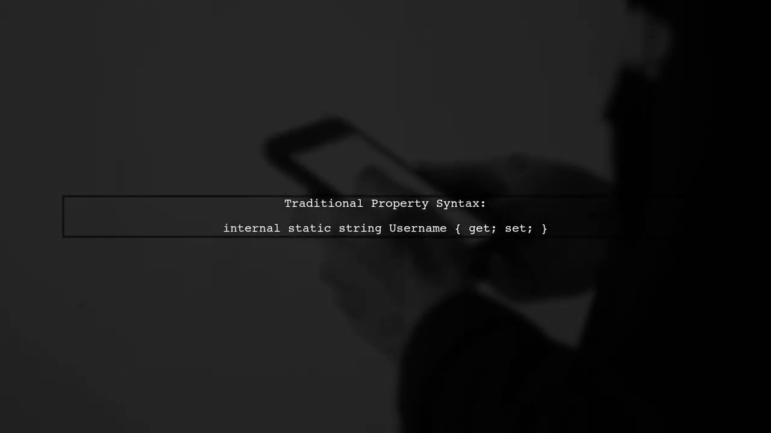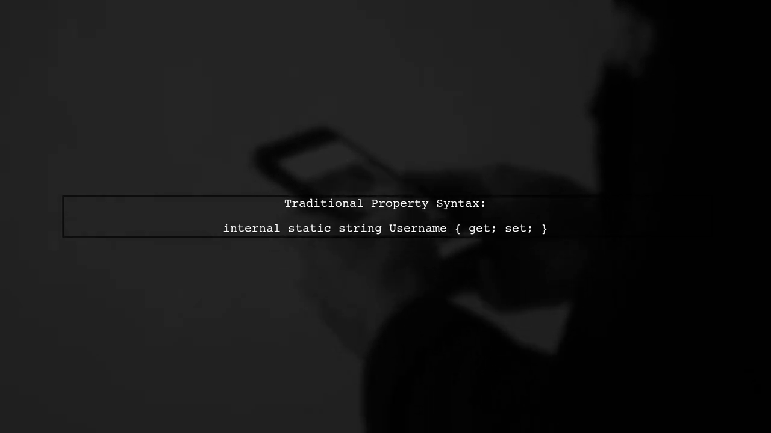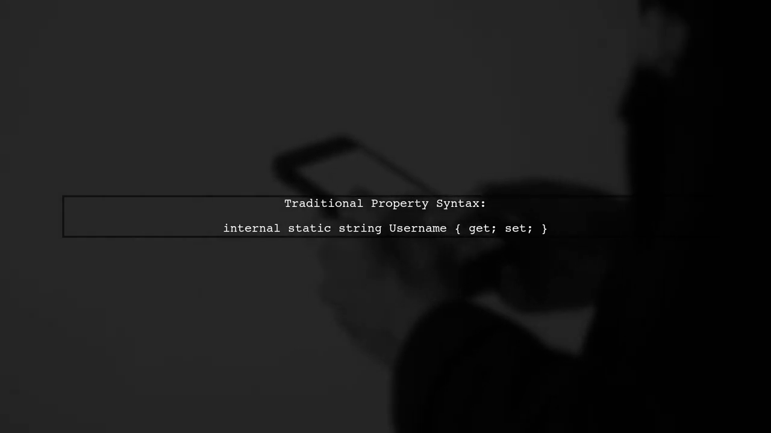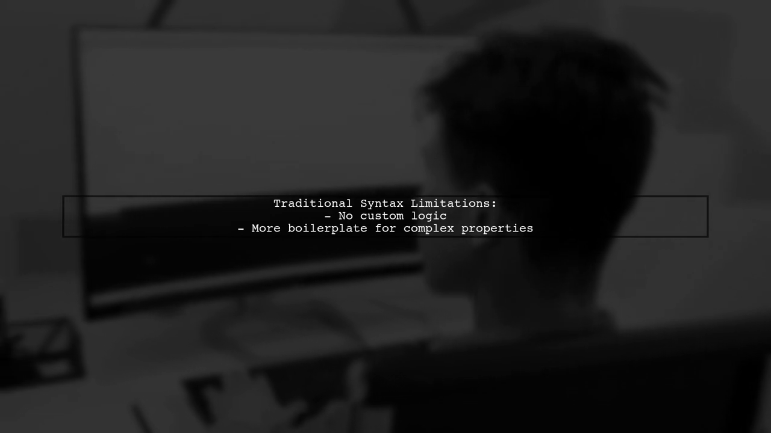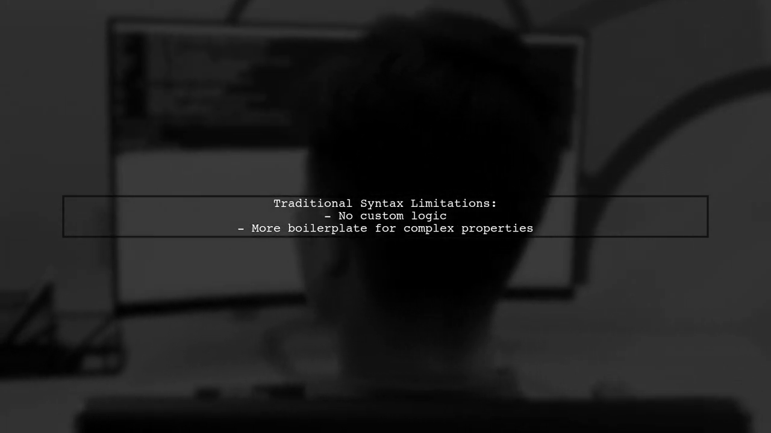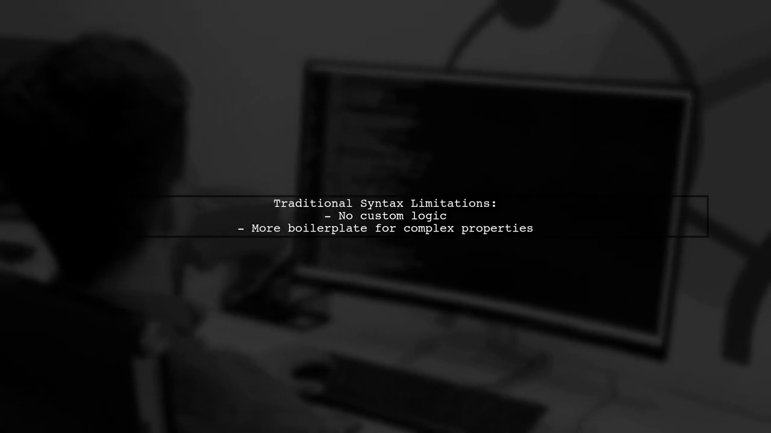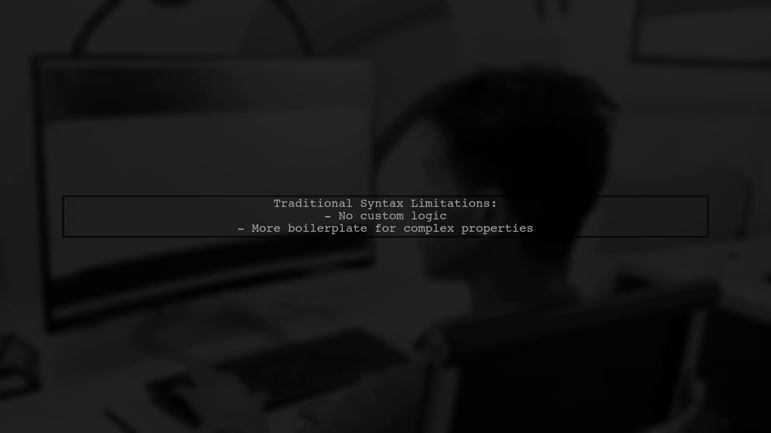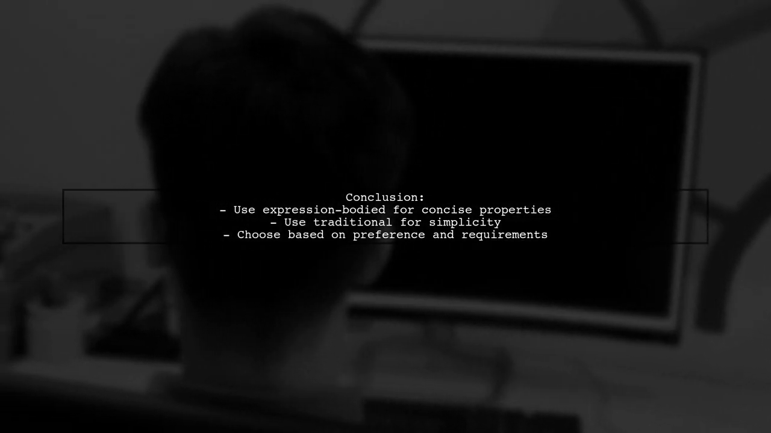Now let's compare this to the traditional property syntax, which looks like this: internal static string username, get, set. The traditional syntax is straightforward and works well for simple properties. However, it doesn't allow for custom logic during getting or setting values without additional code. In conclusion, the choice between these two styles often comes down to personal preference and the specific requirements of your code. For simple properties, either style is acceptable.